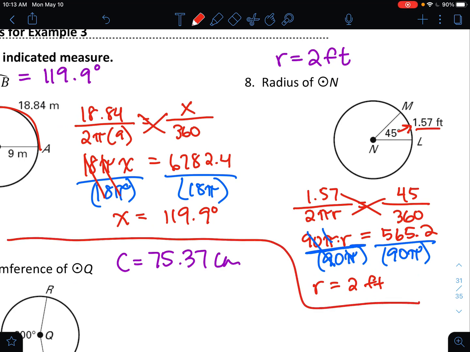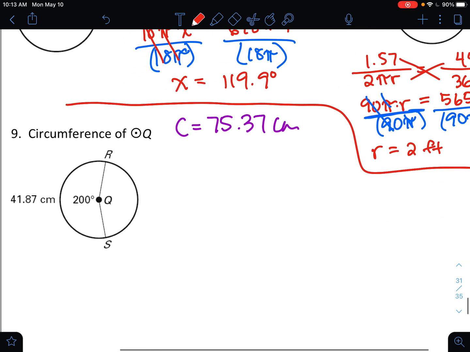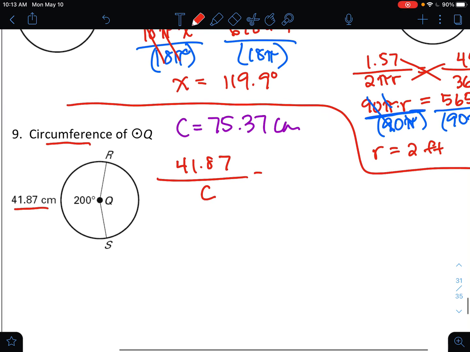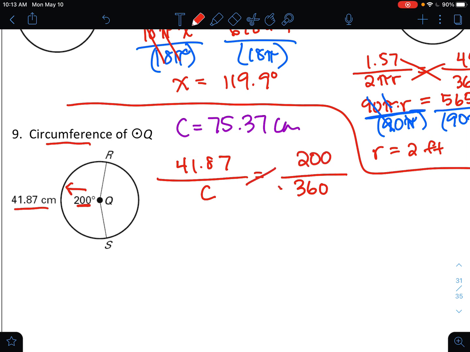Okay, last one. Let me separate out what we've got here. All right, so you should get about 75.37. So I have a ratio of arc length over total circumference. So arc length is right here, 41.87. Now I want C, so I'm just going to put the letter C in there, not 2 pi r, because I don't need the r, I just need the whole circumference. All right, I know I need something out of 360. So the 200 is on the same side as the arc length, so that's the number I can plug in.